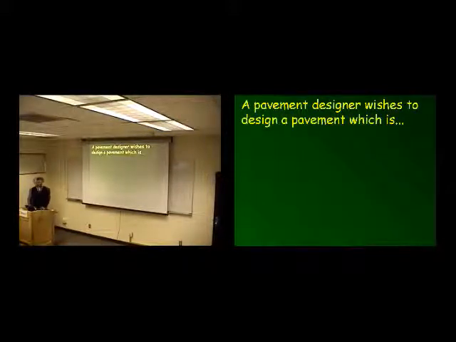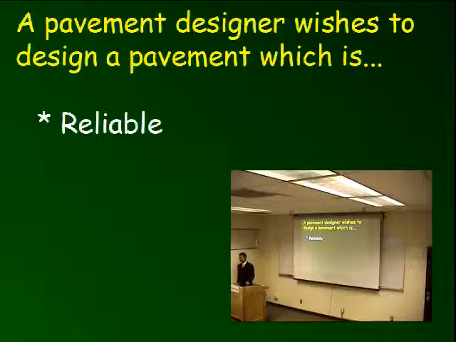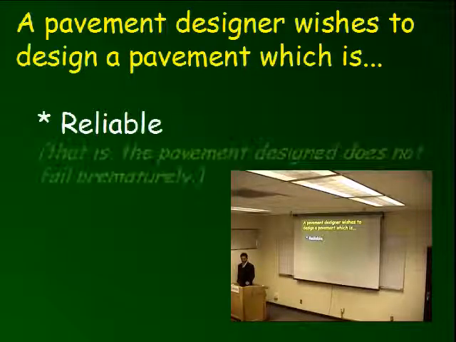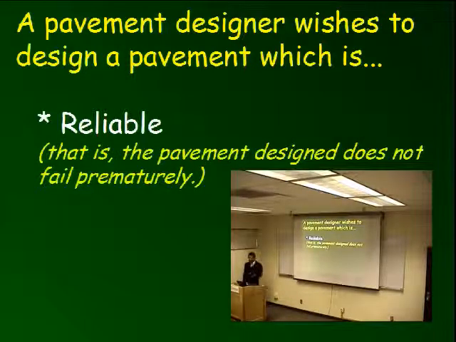Now, any pavement designer would wish to design a pavement which is reliable. Reliable in the sense that the pavement should not fail prematurely. A pavement will, of course, fail, but if the pavement is designed for 30 years, 40 years, it should not fail before 30 years or 40 years. So it should have a level of reliability, say with 80% reliability, it should fail within the designated design period.